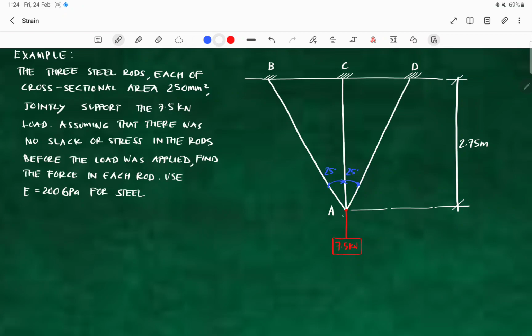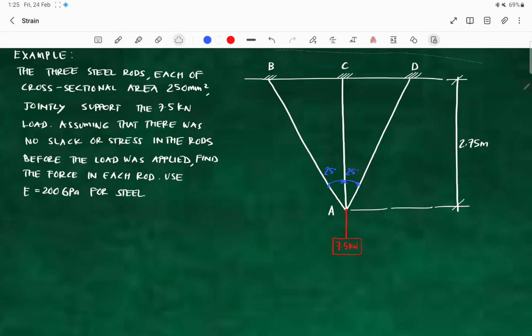at point A, no? So, assuming that there was no slack or stress in the rods before the load was applied. Okay, so bali walang ibang stress, no? So, bali yung stress na mangyayari dito is yung paglagay na ng 7.5 kilonewton. So, find the force in each rod. Use elastic modulus for steel na 200 gigapascal, which is constant, no, for steel. So, the dimension for steel rod EC is 2.75 meter. Okay, so yung tinatanong is ano daw yung mga forces na mag-act dito sa mga steel rod natin.